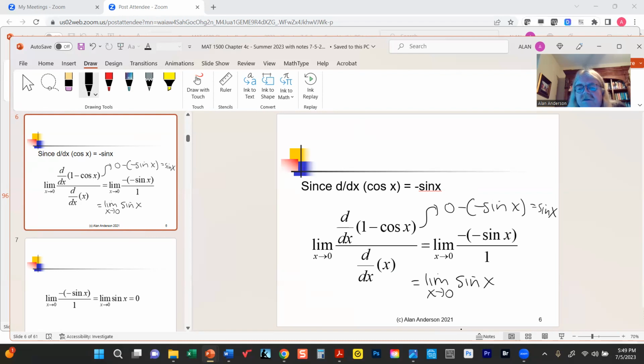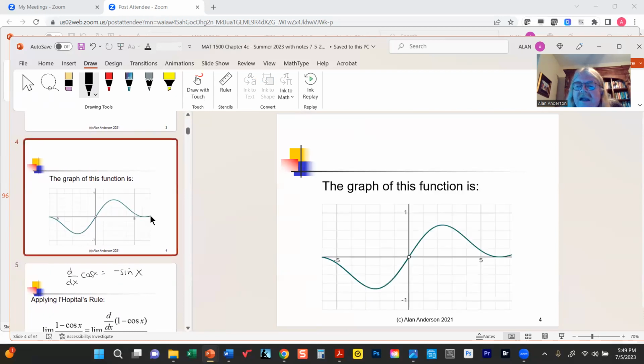But the sine of 0 is just 0. So instead of 0 over 0, we actually end up with a valid result, which is 0. By the way, you can tell by looking at this graph. You remember that we can have limits where there's a hole in the graph, which there is here. But because the limit as x approaches from the left and from the right is the same, that means that the limit exists.